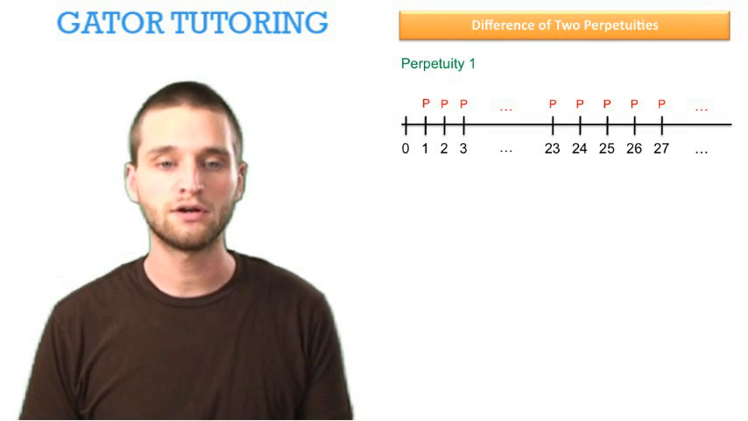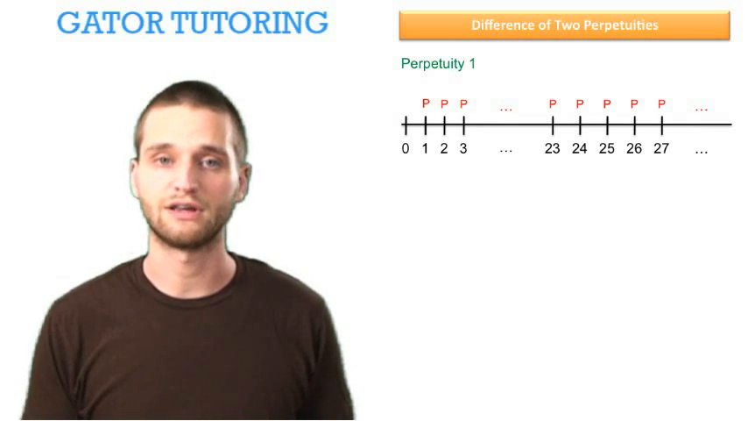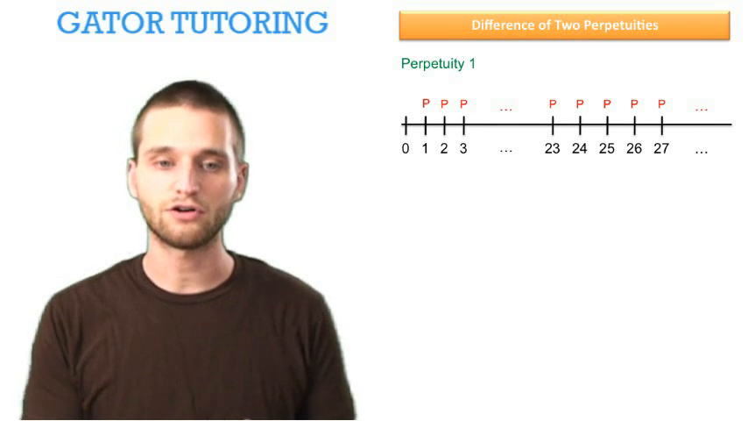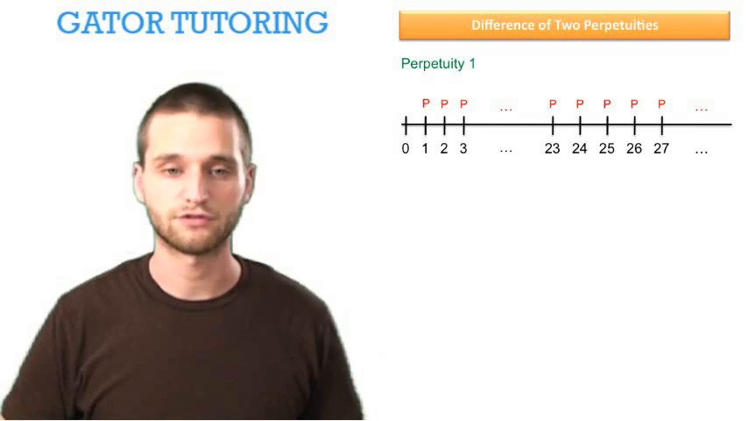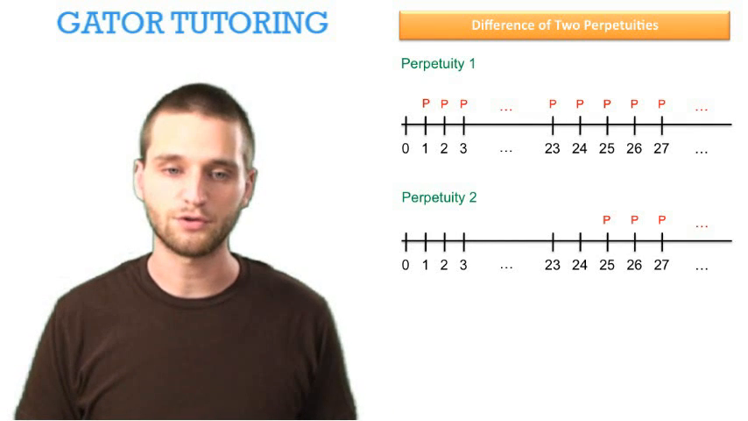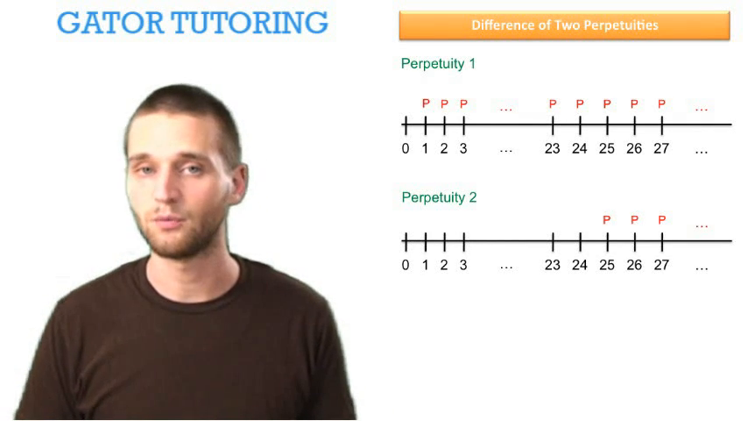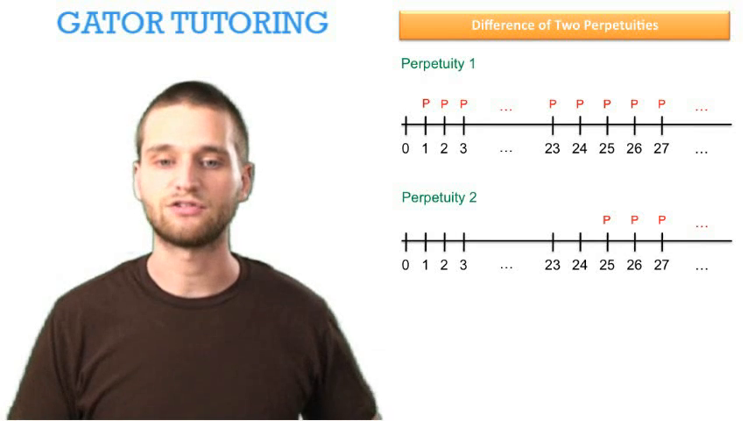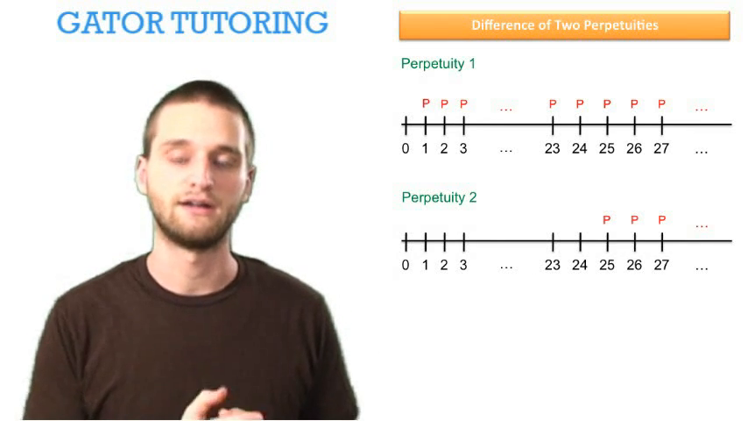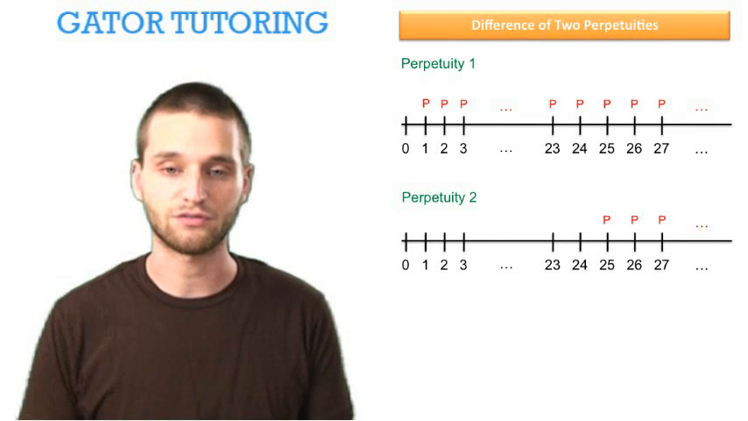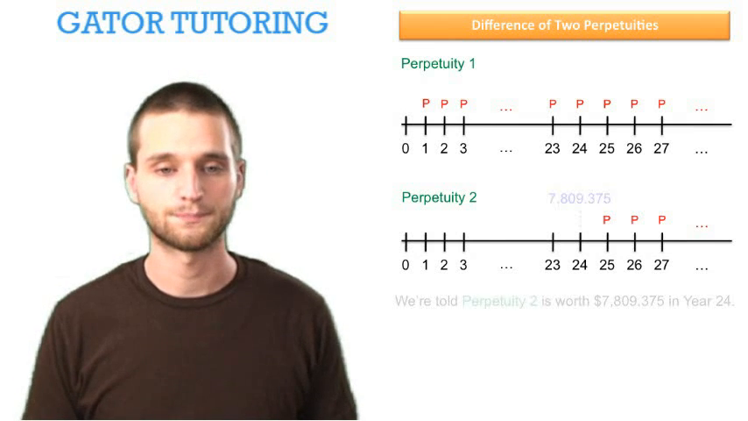Here's perpetuity 1. The payment, which we don't know, we're just going to leave it a variable called P, starts in period 1 and continues every period thereafter into the future, forever. Perpetuity 2 has the same payment as perpetuity 1 and the same interest rate. It's just the first payment begins in year 25 instead of year 1, and it goes on every year thereafter, 26, 27, forever into the future.